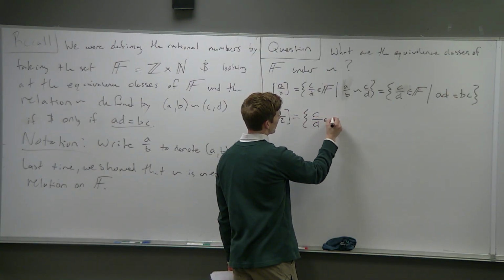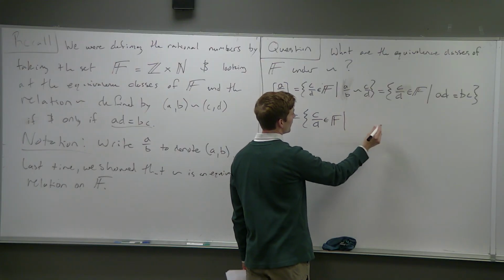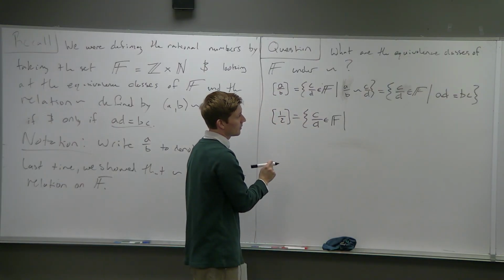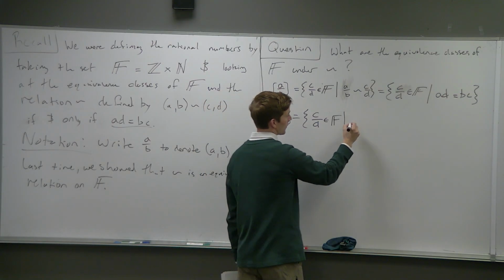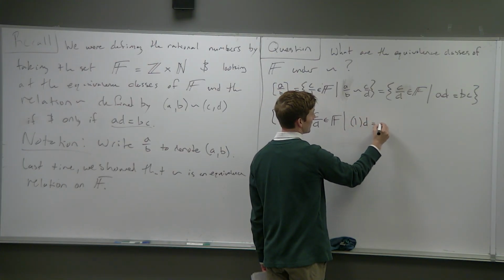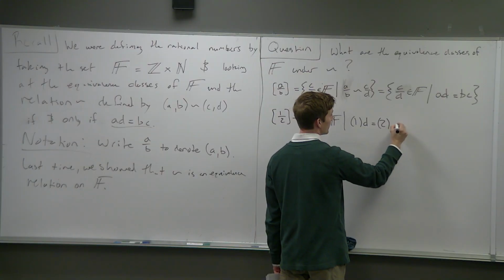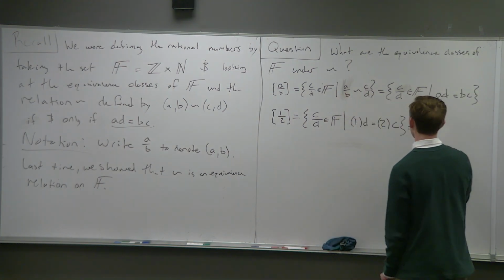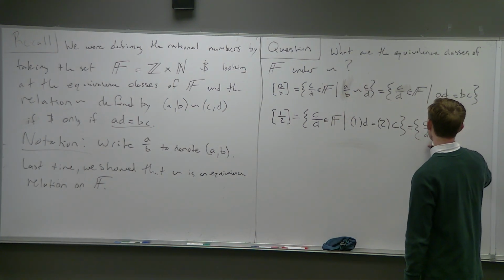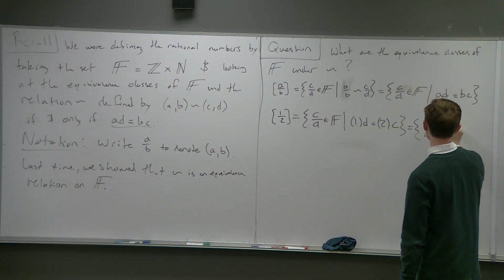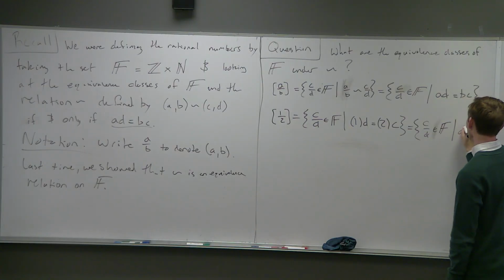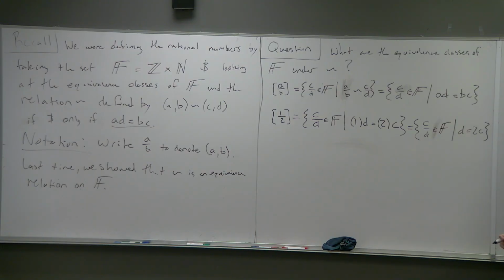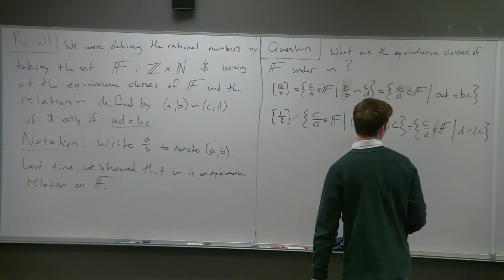Should be the set of all C over D in F such that, now our A is 1 and our B is 2, such that 1D equals 2C. Or another way to write this, just to make it a little bit cleaner, would be C over D in F, to be clear, such that D equals 2C.